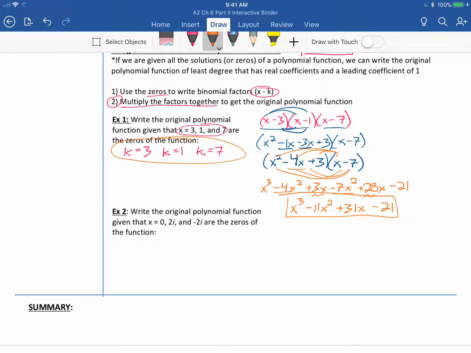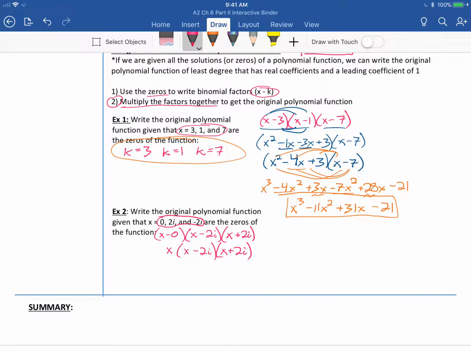Awesome. Now my last one is a little bit trickier because it's got some i's in here, and the i's don't really mean anything different. Here are my k's again: 0, 2i, and negative 2i. These are imaginary zeros. So my factors are x minus 0, x minus 2i, and x plus 2i. The nice thing about x minus 0 is that it's just x, and then I have x minus 2i and x plus 2i.